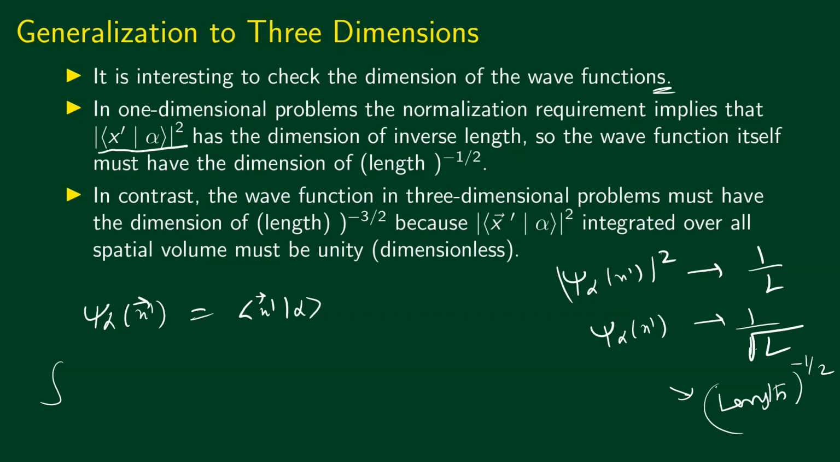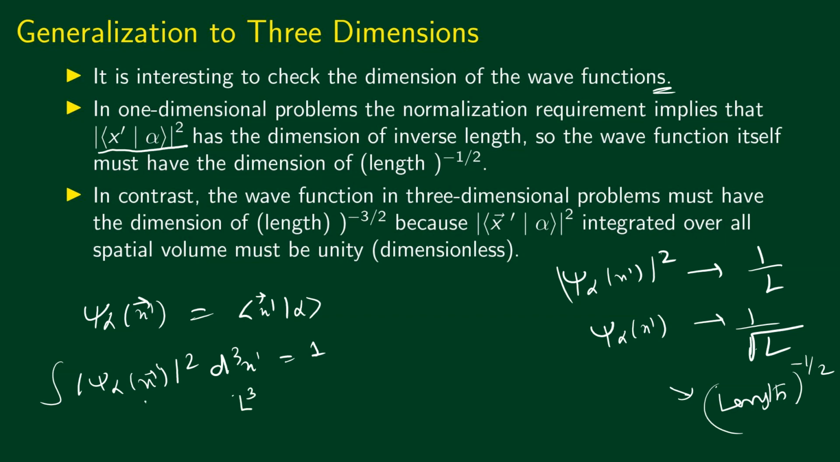So here, when you normalize this, this would mean modulus psi alpha of x vector prime squared, integrated over the entire space, has to give you 1. Now this d cube x prime is a volume element in space. It has the dimensions of volume, so this has the dimensions of L cube.